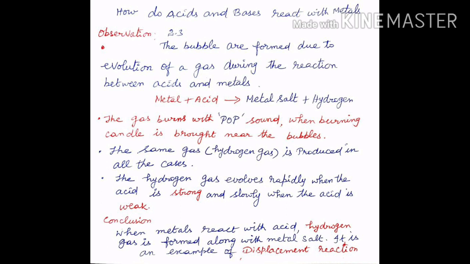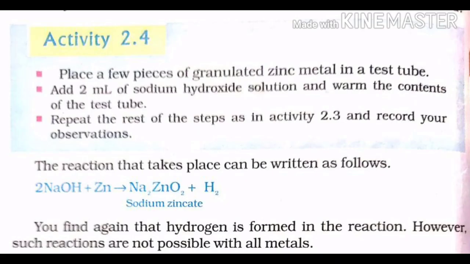The hydrogen gas evolves rapidly when the acid is strong and slowly when the acid is weak. From the above activity, we come to the conclusion that when metals react with acid, hydrogen gas is formed along with metal salt. It is an example of a displacement reaction. In the above activity, when acetic acid reacts with metal, the rate of reaction is slow as it is a weak acid. Let us perform another activity to understand the action of metal on bases.